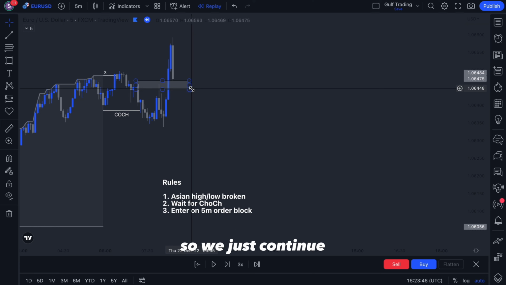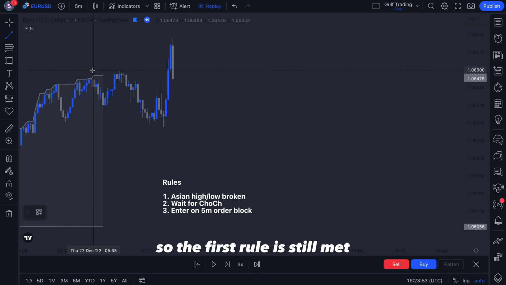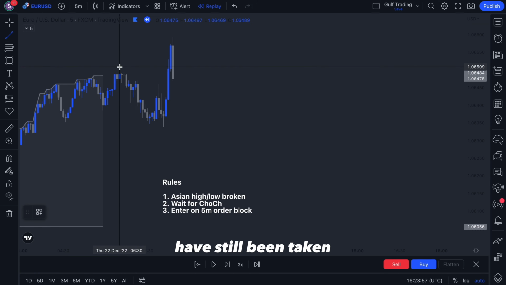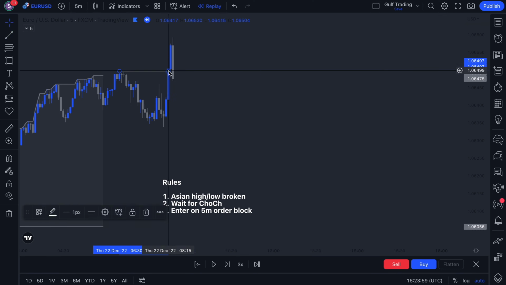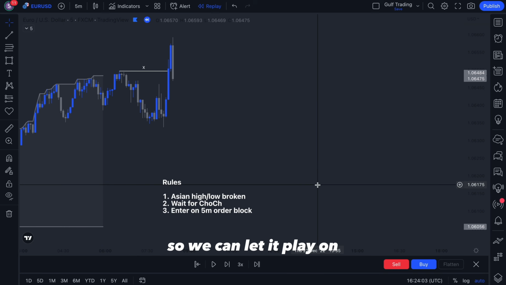So if we just continue to see what happens, see if there's any more setups. The first rule is still met. You know, the Asian highs have still been taken, and these highs have been taken as well. So we can let it play on.